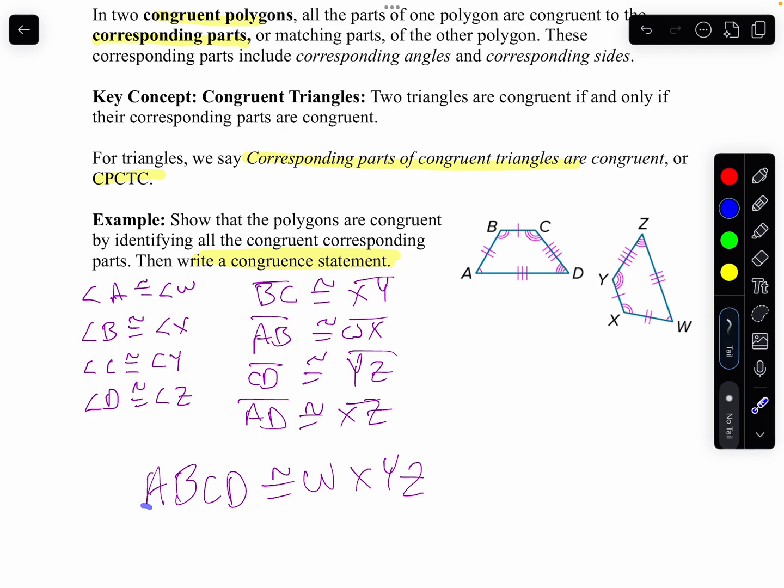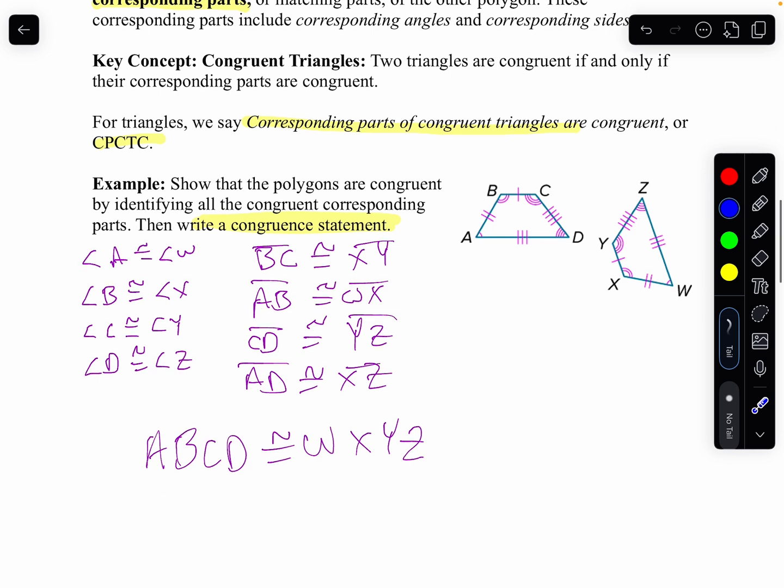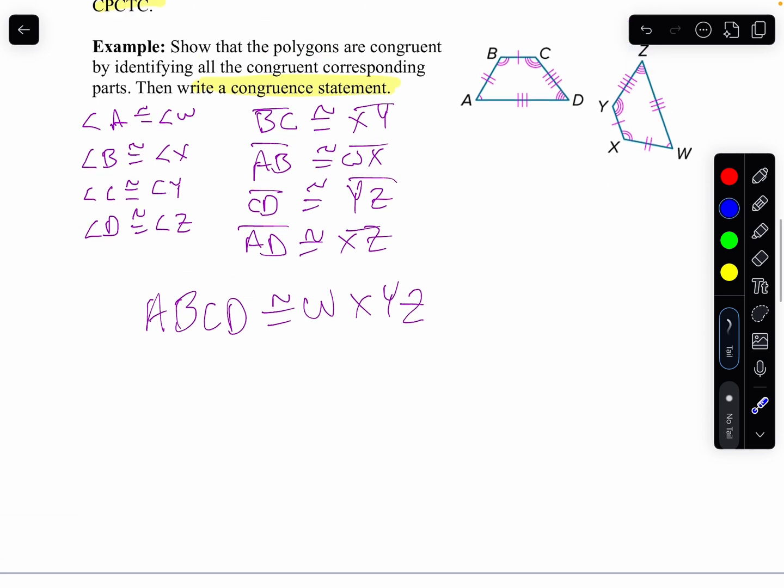Angle A is congruent to angle W. Angle B is congruent to angle X. Side AB is congruent to side WX. Side AD is congruent to side WZ, and so on. There we go. We'll do the next part in the next video.